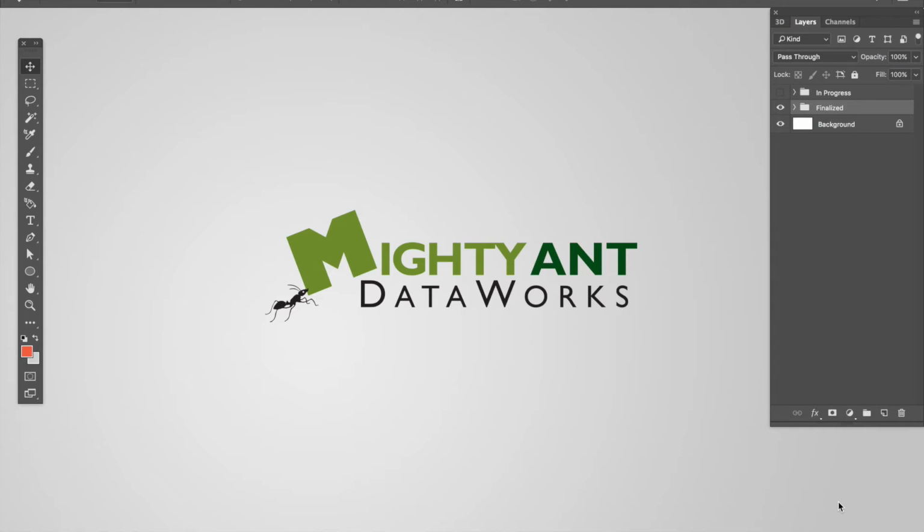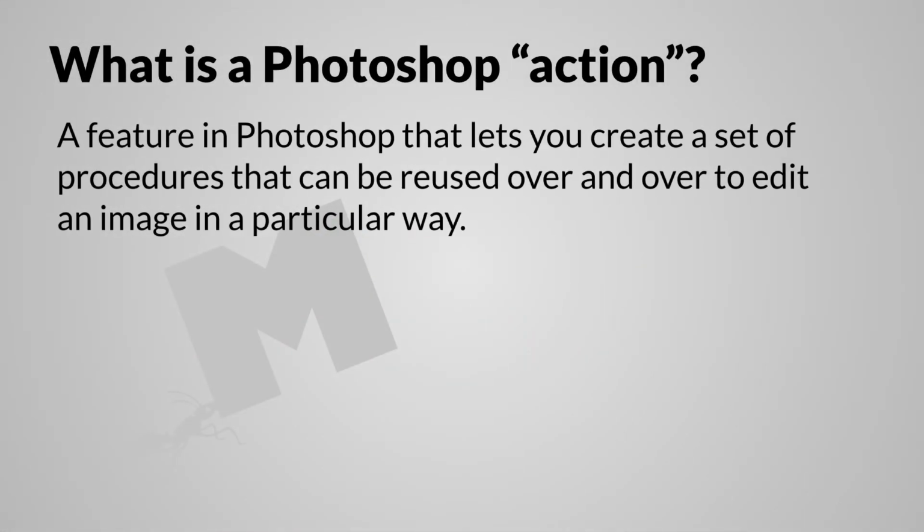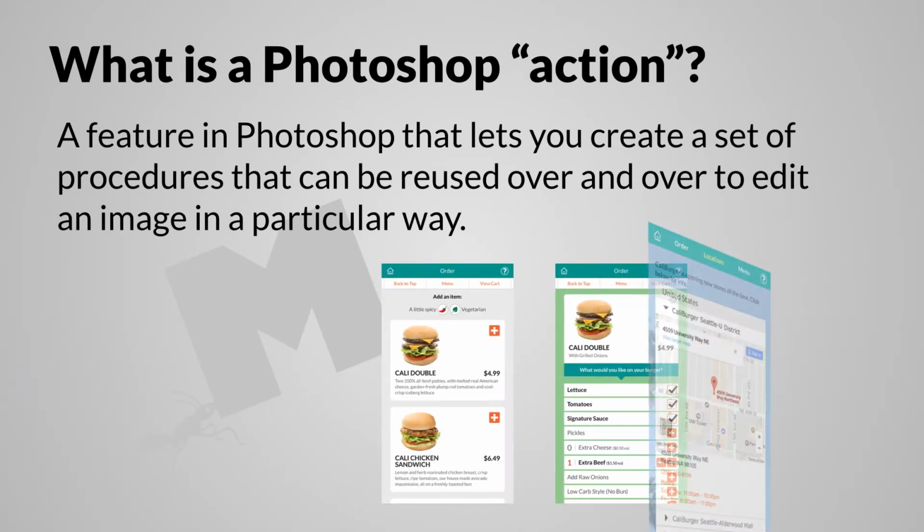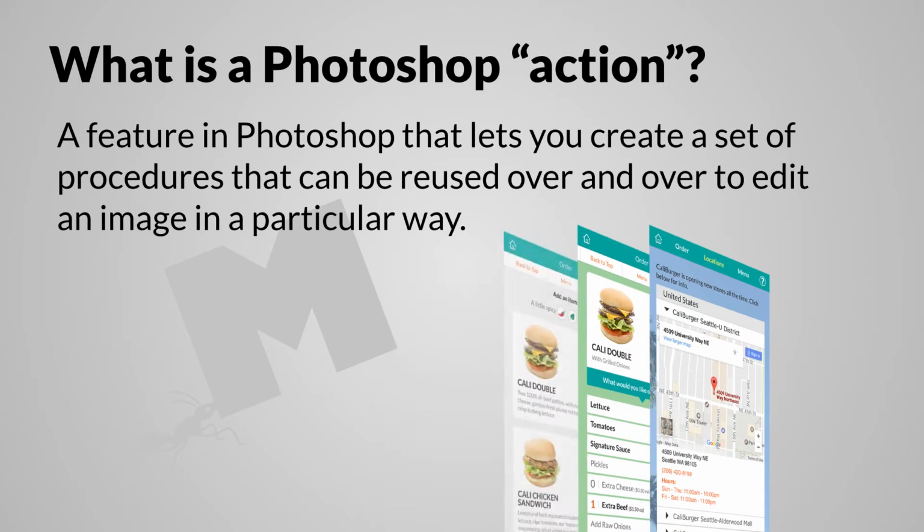In today's Photoshop tutorial, I'm going to show you how to quickly automate repetitive tasks by using actions. It's going to save you a lot of time and help you deliver consistent quality. So, what exactly is a Photoshop action? It's a feature in Photoshop that lets you create a set of procedures that can be reused over and over to edit an image in a particular way.